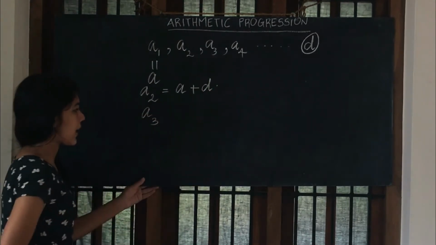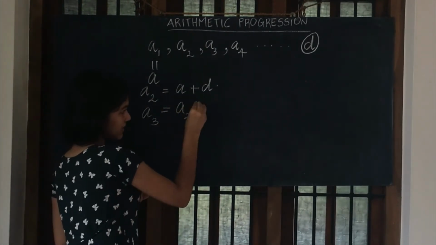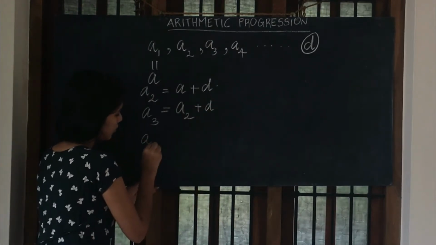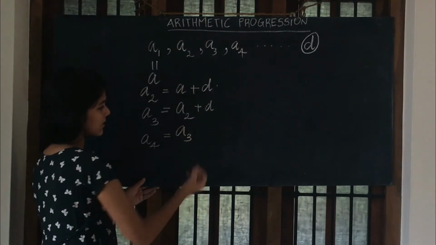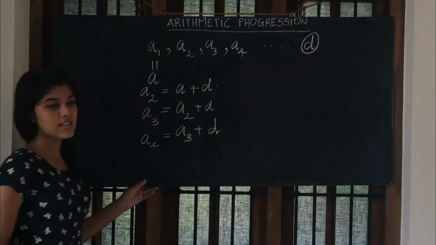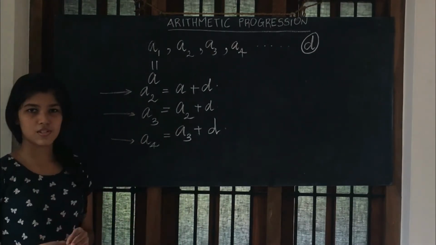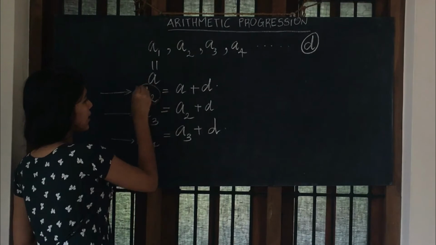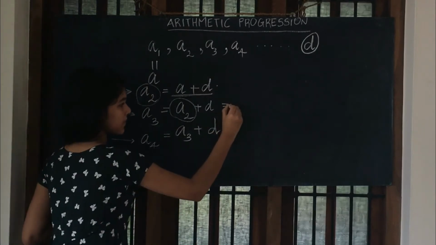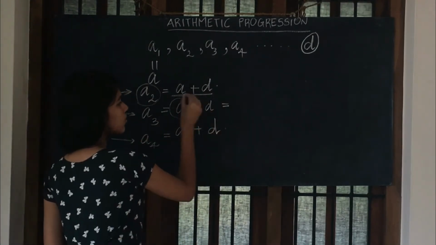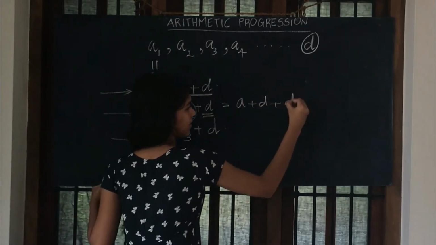Also, the third term A3 will be equal to the second term A2 plus the common difference D. Also, A4, the fourth term, should be equal to the third term A3 plus the common difference D. Look at these three equations now. Here we can do some substitutions, right? I am substituting the value of A2 as A plus D here in this equation, so that A3 is equal to the value of A2, that is A plus D, plus D, which is already here.